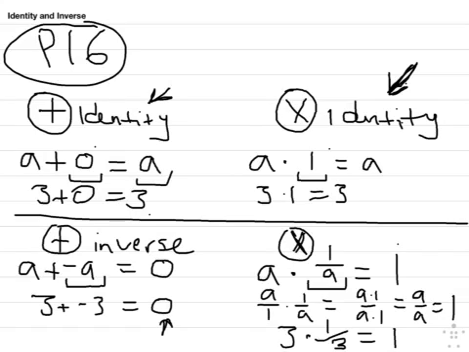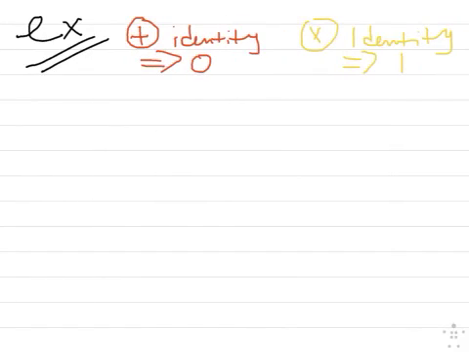Good job, guys. All right, so I'm going to do a couple examples here. Just to clear everything up: the additive identity is 0, and the multiplicative identity is 1. And the additive inverse is the opposite number.